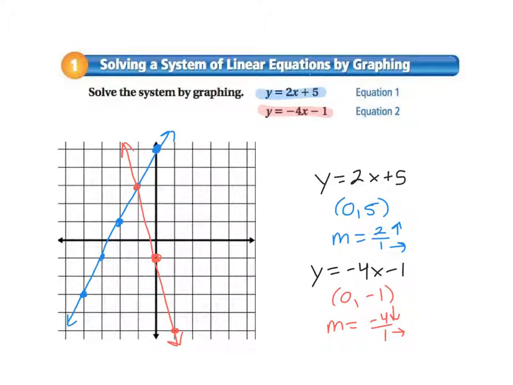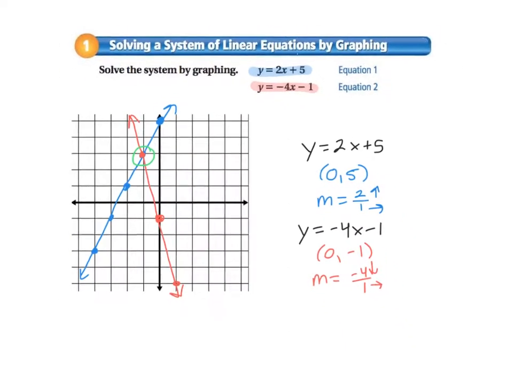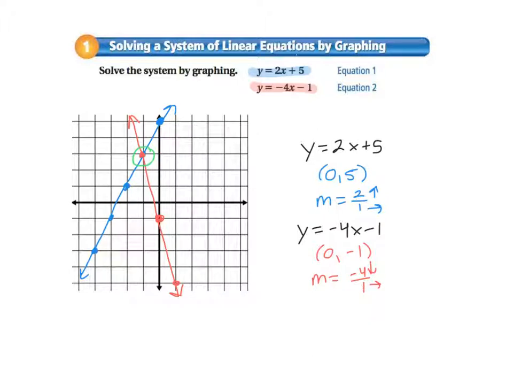So now, according to our steps, we look at the two graphs and we find the point of intersection, and I'm going to circle it. So this is the point where both of our graphs touch. So since both of our graphs are going through this point, I know that this coordinate actually works for both equations. So my last step here is just to determine what is this coordinate.